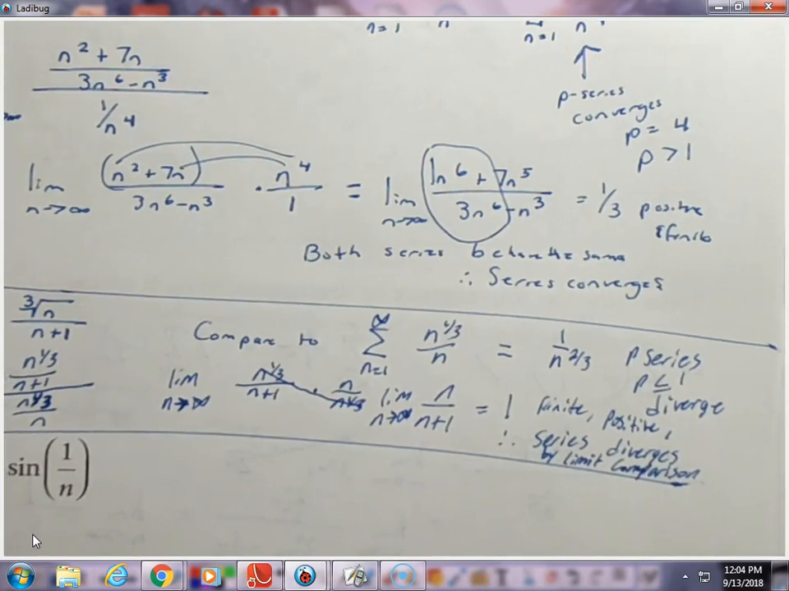So when it's n over n plus 1, you just ignore the plus 1. It's just like n over n. You could either use the power rule, so it's the same power, and so it's 1. Or you could do L'Hopital's rule over and over again until you got it.